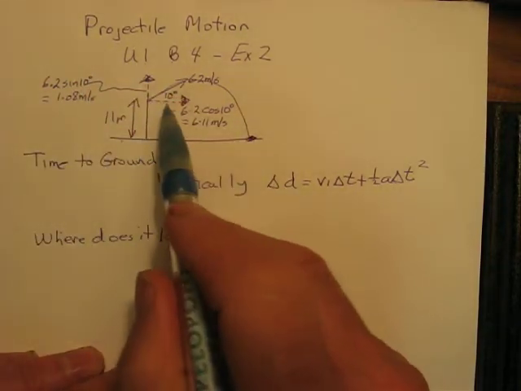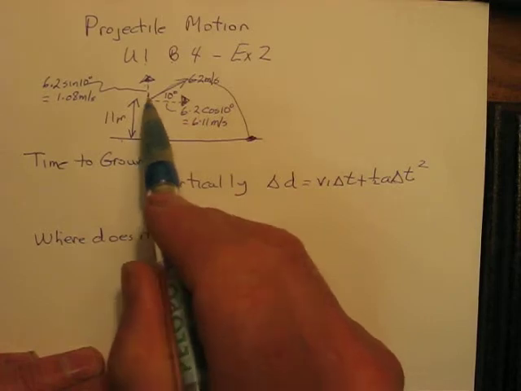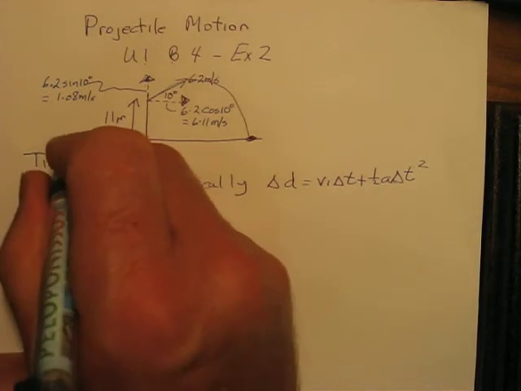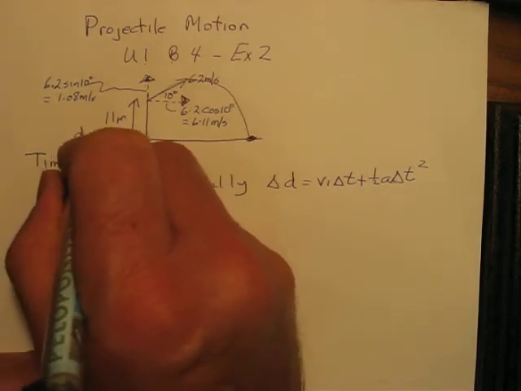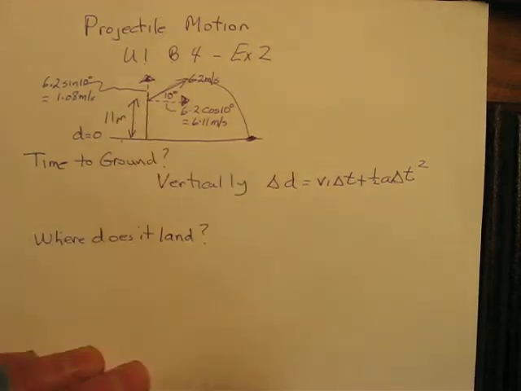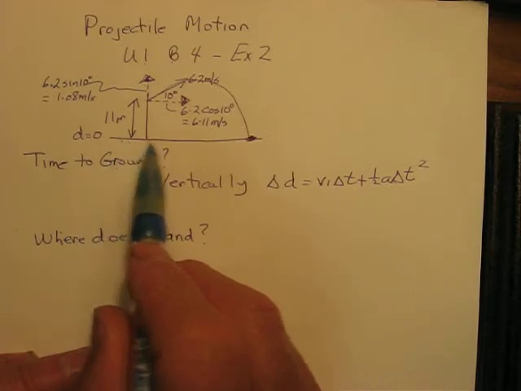Now, because the balloon starts 11 meters off the ground but ends up on the ground, we need a reference point or a reference frame to measure from. I'm going to choose the ground level to be the reference frame. You could have chosen the window level to be the d equals 0, but it would affect the equation a little bit. I'm going to go with d equals 0 at ground level.